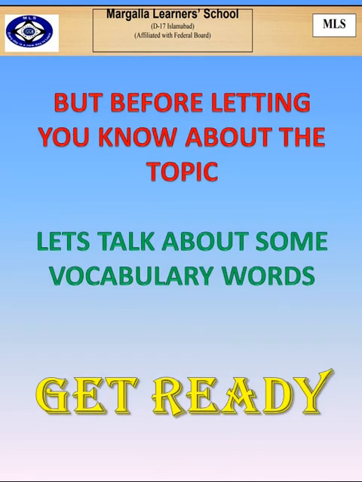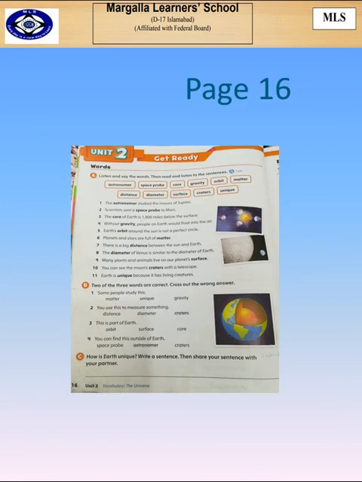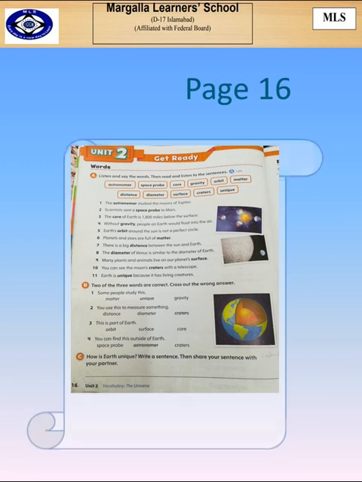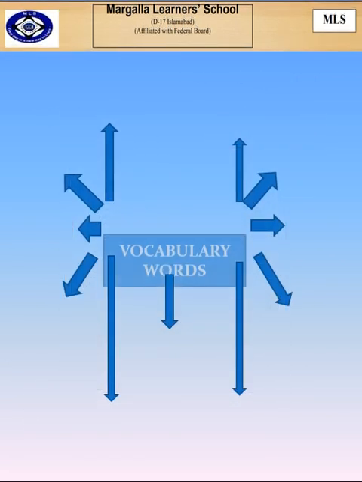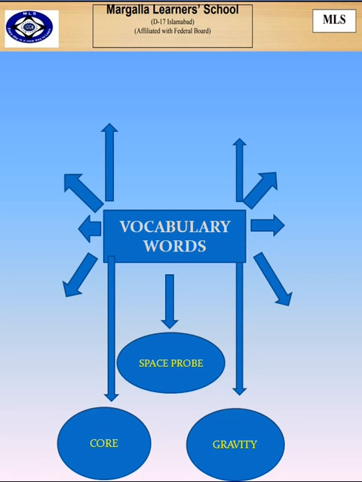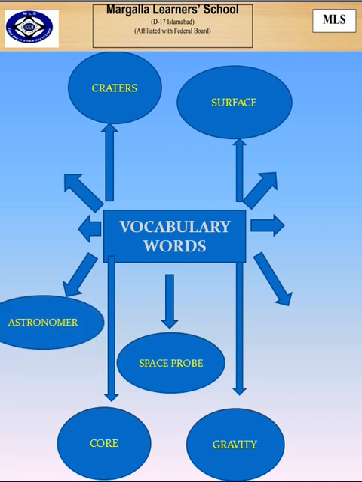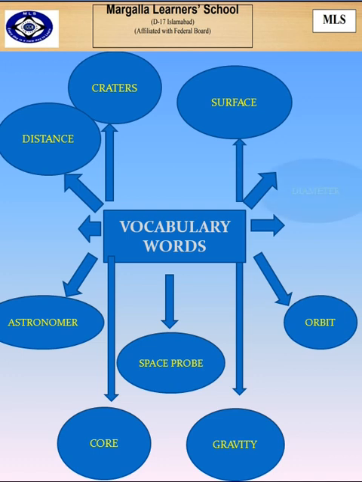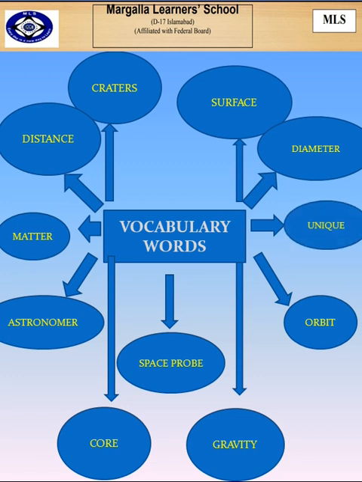Before letting you know about the topic, let's talk about some vocabulary words. Get ready. Open up your book, page 16, part A. Vocabulary words: space probe, core, gravity, craters, surface, astronomer, orbit, distance, diameter, matter, unique. Let's know about the meanings of these words.